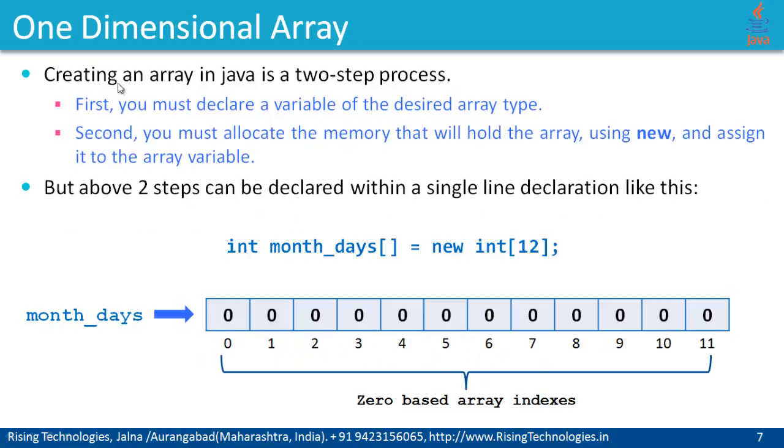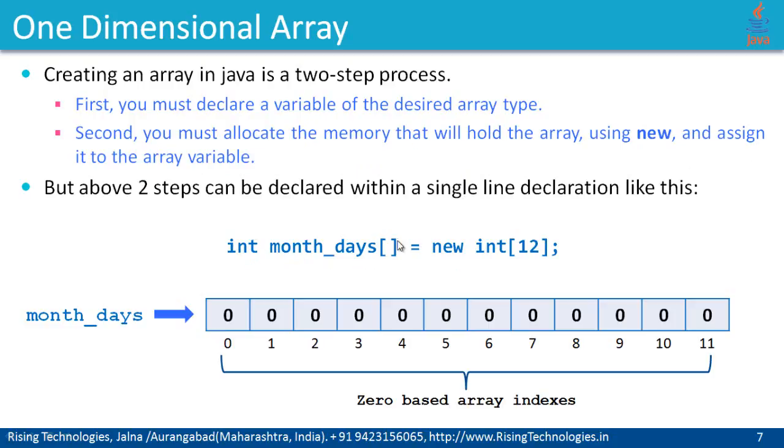We have just learned that creating an array in Java is actually a two-step process. First, you need to declare a variable of desired array type, and second, you must allocate the memory that will hold the array values using new operator and then assign it to the array variable. But these two steps can be declared within a single line declaration, something like this.